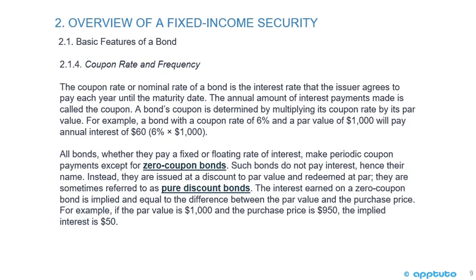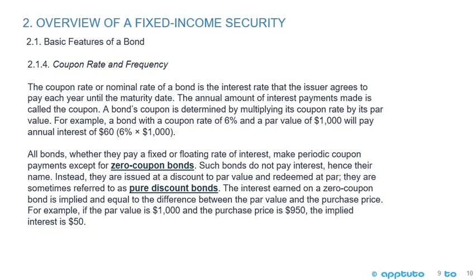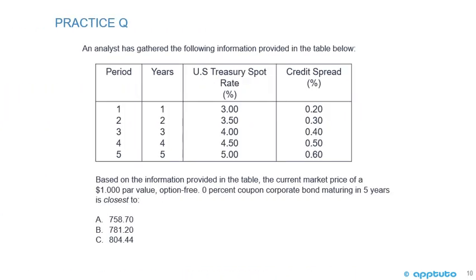All bonds, whether they pay a fixed or floating rate of interest, make periodic coupon payments, except for zero coupon bonds. Such bonds do not pay interest, hence their name, zero coupon. Instead, they are issued at a discount to par value and redeemed at par. They are sometimes referred to as pure discount bonds. The interest earned on a zero coupon bond is implied and equal to the difference between the par value and the purchase price. For example, if the par value is $1,000 and the purchase price is $950, the implied interest is $50. So let's do a practice question to consolidate our understanding.